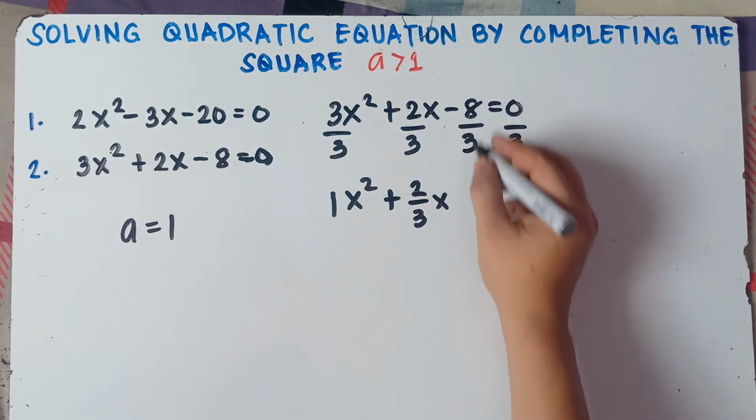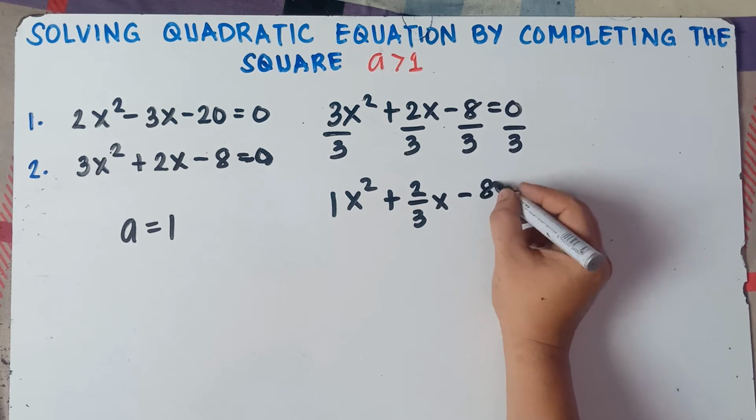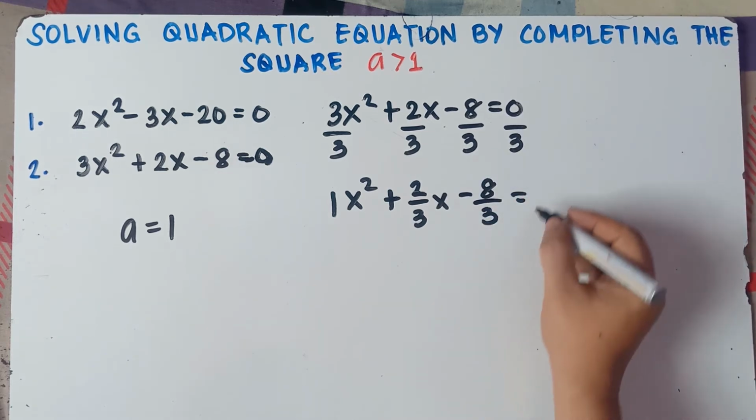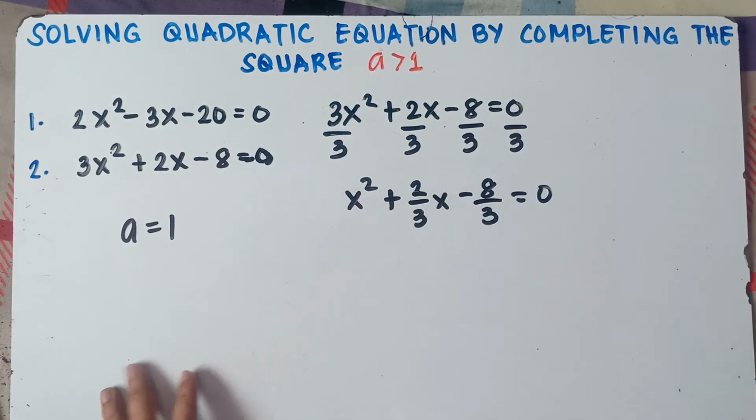So copy, then copy this one. Can we divide 8 by 3? Nope, we cannot divide. So copy 8 over 3 equals 0 divided by 3, that is 0. Alright, so we can erase 1, class. Understood that there's 1 here.